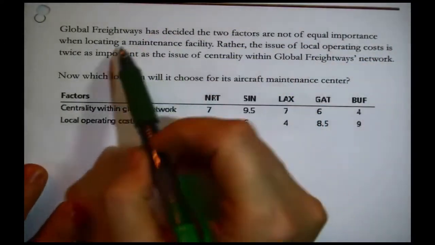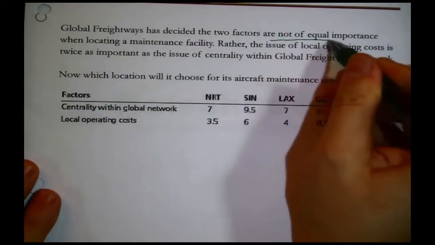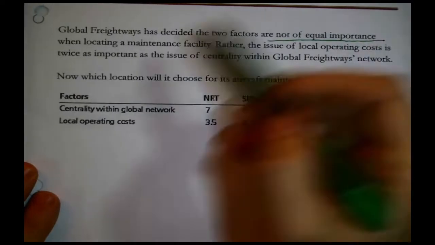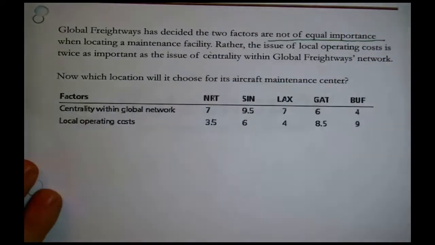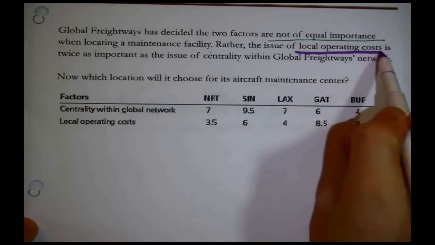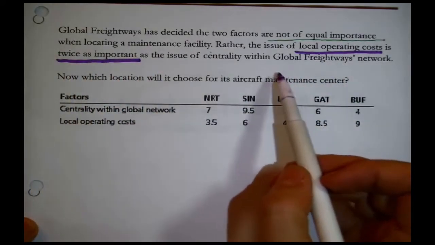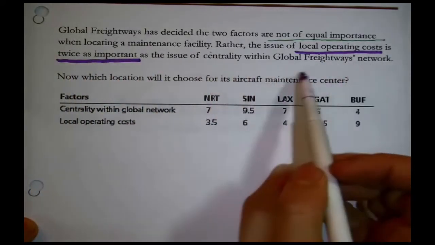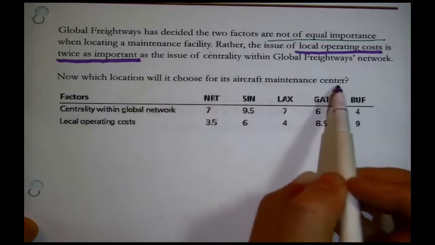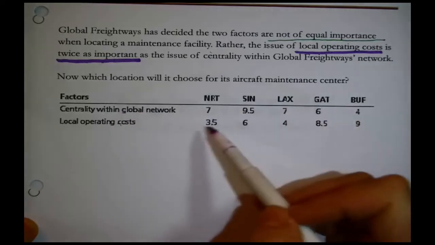Now let's look. Global Freightways has decided the two factors are not of equal importance in locating the maintenance facility. Rather, local operating cost is twice as important as the issue of centrality within Global Freightways' network. Now, which location should it choose for the aircraft maintenance hangar? There are the two issues. Here are the 5 candidates and their scores.